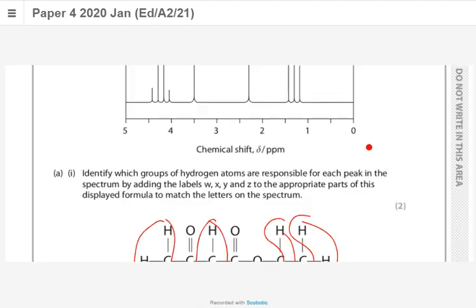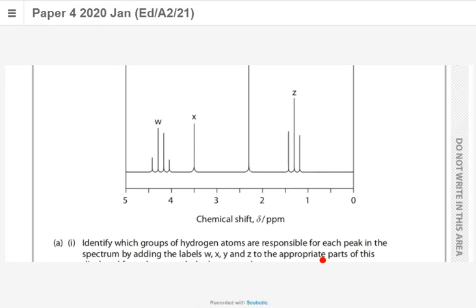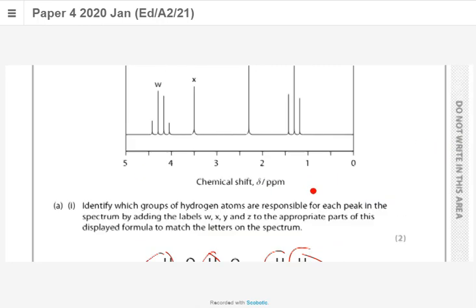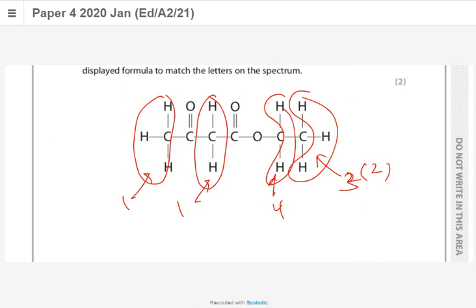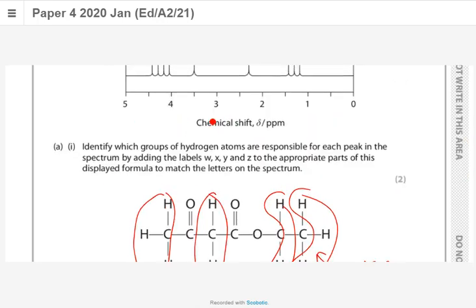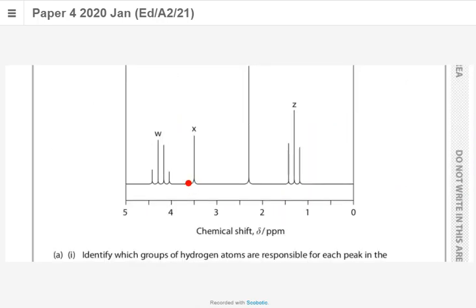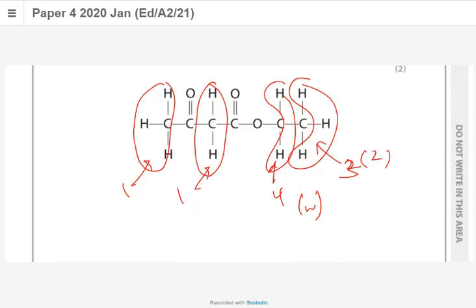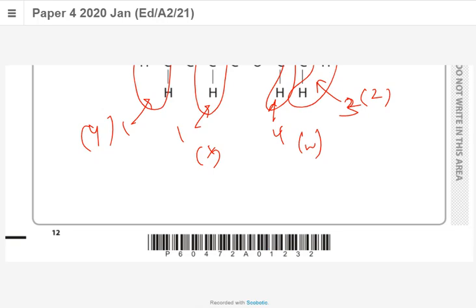So 3 is over here, which is Z. This is Z, and you have W here. This is W, and there are 2 single peaks, and one is more downfield. That is X, because it is attached to 2 electron withdrawing groups, and this is Y, attached to fewer electron withdrawing groups. So that's that answer.